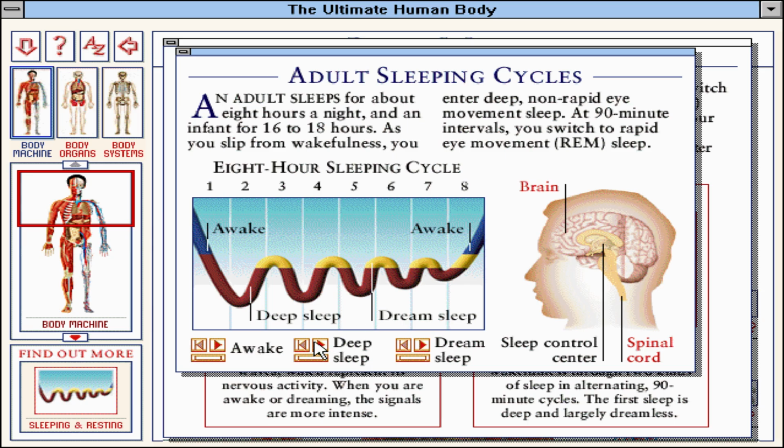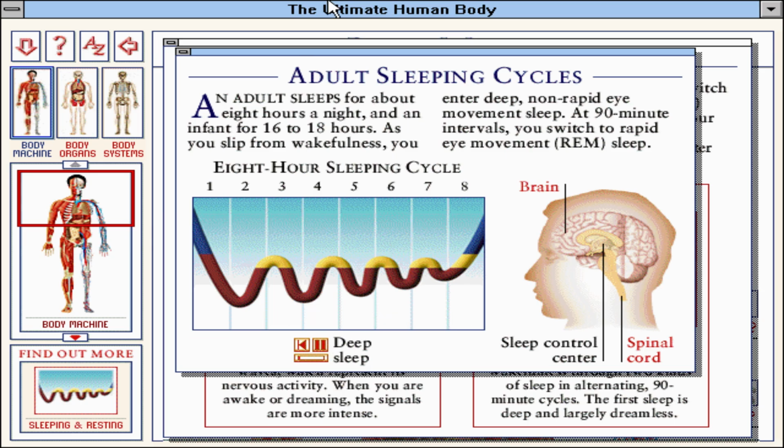Adult sleeping cycles. During an average 8-hour period of sleep, an adult will slip from deep sleep into increasing periods of dream sleep every 90 minutes. The periods of deep sleep will therefore decrease toward the morning.